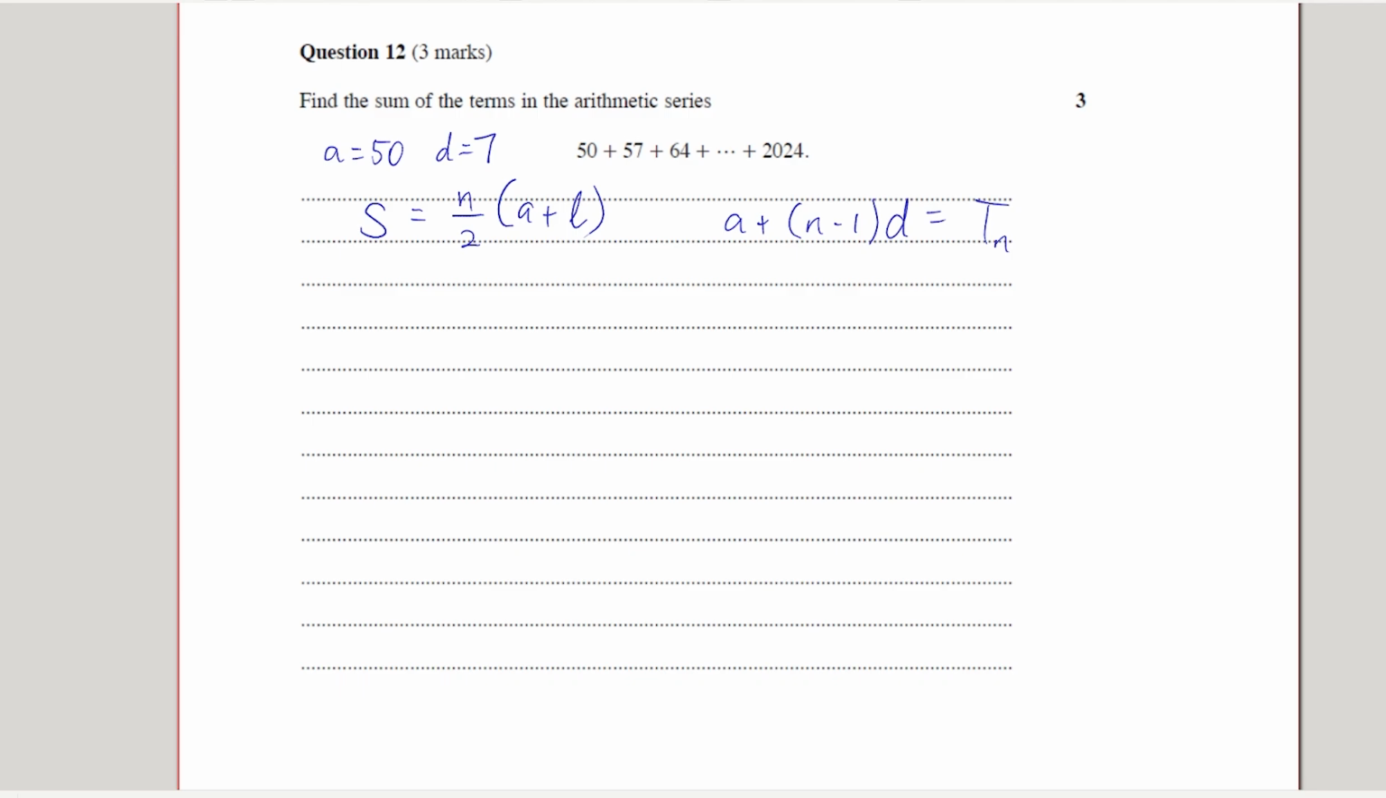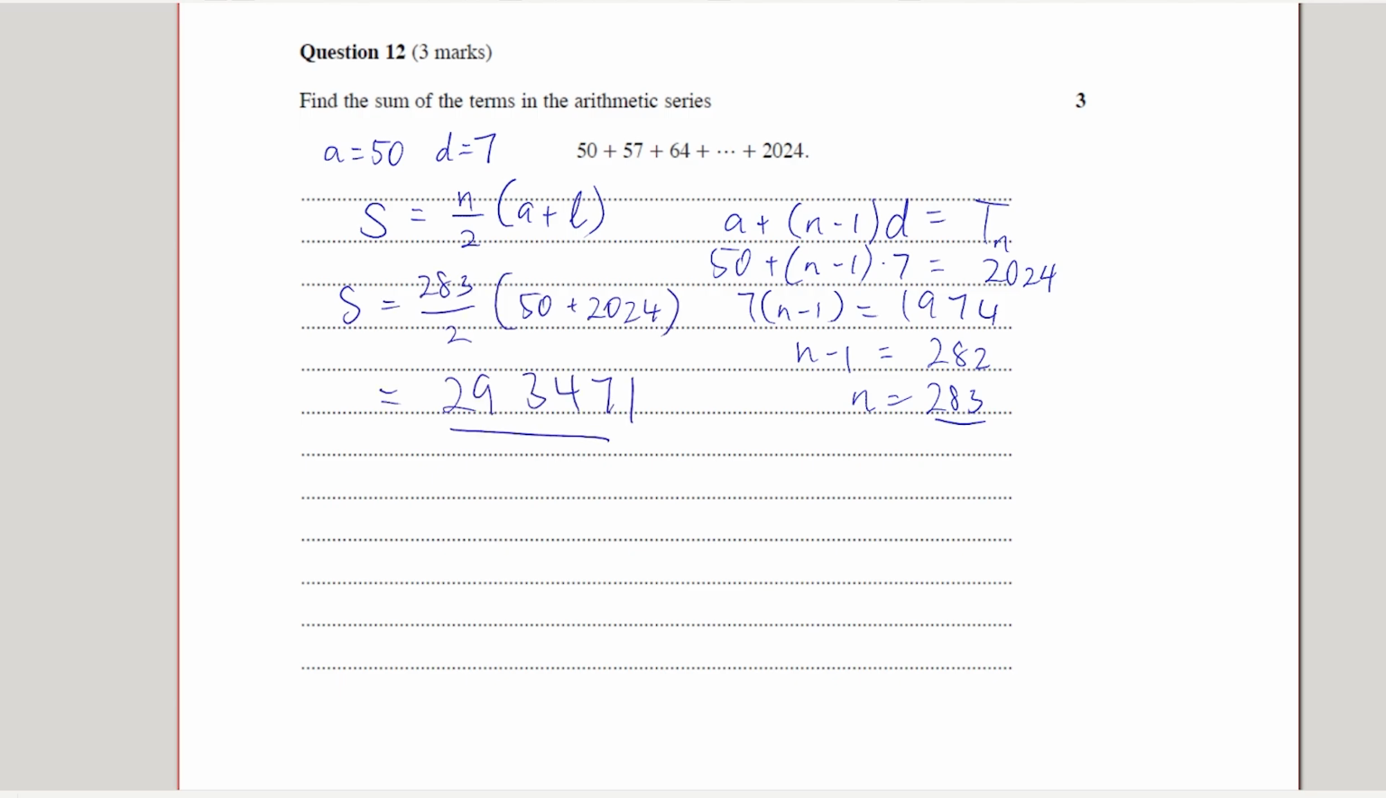The Tn stands for the nth term. We're trying to find the last term because we're trying to include all of the terms in the series. So let's use 2024. That's the last term. 2024 equals 50 plus (n minus 1) times 7. n equals 283. Now we have n. Plug it into this formula. That's your answer. So let's move on to question 13.